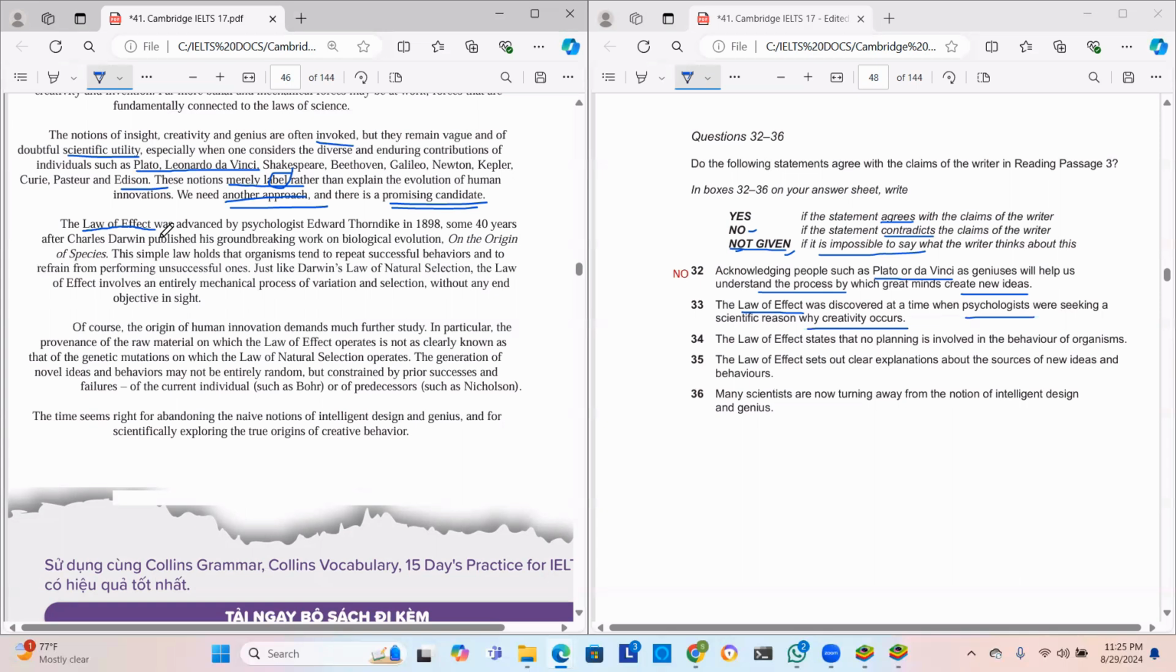The law of effect was advanced by psychologist Edward Thorndike in 1898, some 40 years after Charles Darwin published his groundbreaking work on biological evolution, On the Origin of Species. This simple law holds that organisms tend to repeat successful behaviors and to refrain from performing the unsuccessful ones. Just like Darwin's law of natural selection, the law of effect involves an entirely mechanical process of variation and selection without any end objective inside. Okay, so there is no end objective.